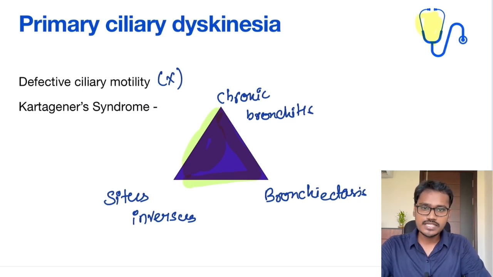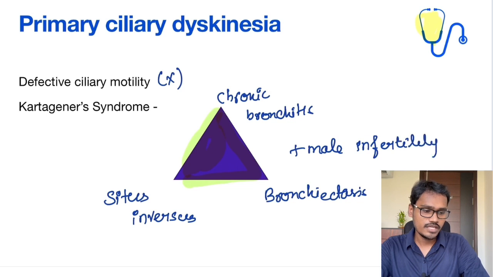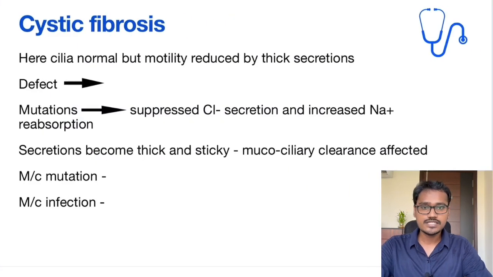And one more thing seen in this syndrome, especially in males, is male infertility. It is not in the classical triad, but it is one of the features. Male infertility is another feature. Then coming to the second disease, which is cystic fibrosis.